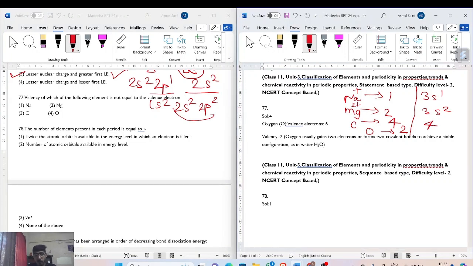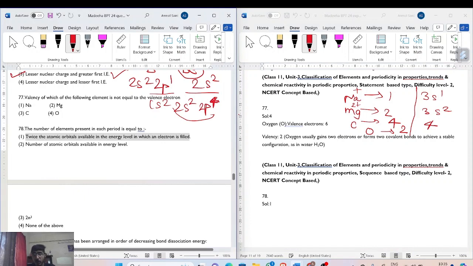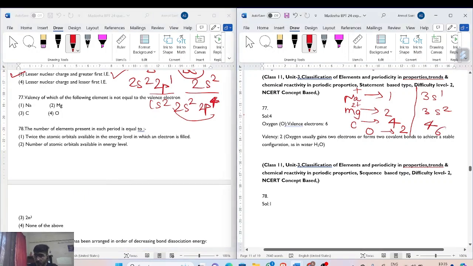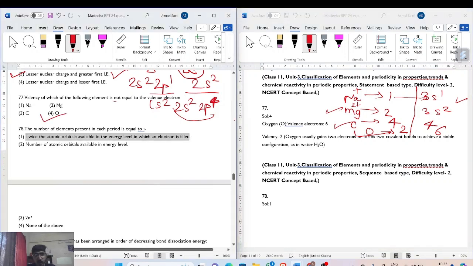Now for oxygen, the electronic configuration will be 1s2, 2s2, 2p4. So the valence electrons will be 6. Now in which of the following is the number not equal? Here 1 equals 1, this is correct. Mg is also correct. Carbon 4 is correct. So the incorrect answer will be oxygen. The valency of oxygen is not equal to its valence electrons.